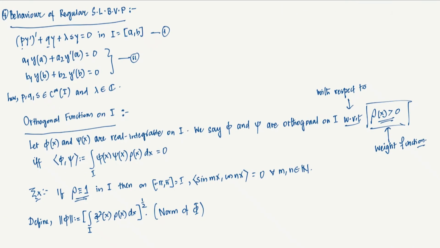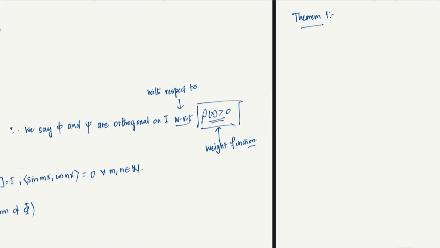Now once we have that, we can move on to our theorem. The first theorem which we want to do is theorem 1. This is basically talking about the relation between the eigenpairs. So let's say we have two eigenpairs. We start with this, which is our equation 1. The boundary condition is 2. Clear? So 1 along with 2 has, let's say, two eigenpairs.